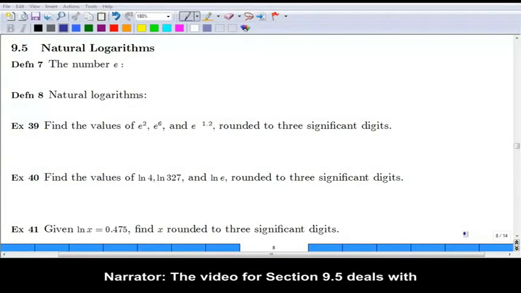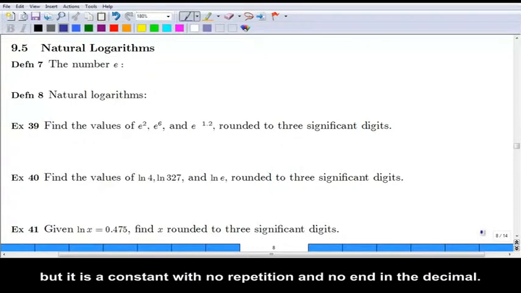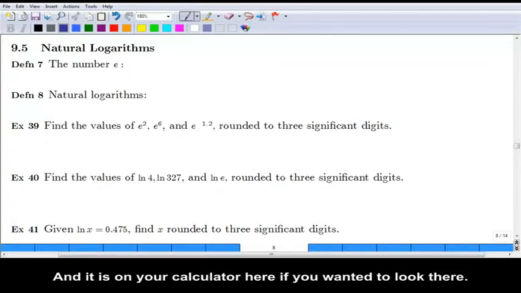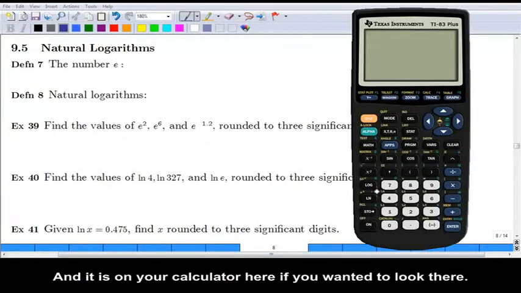The video for section 9.5 deals with the natural logarithm and the natural exponential. The natural logarithm is based off of the number e. Now, e is a constant, but it is a constant with no repetition and no end in the decimal. And it is on your calculator here if you wanted to look there.